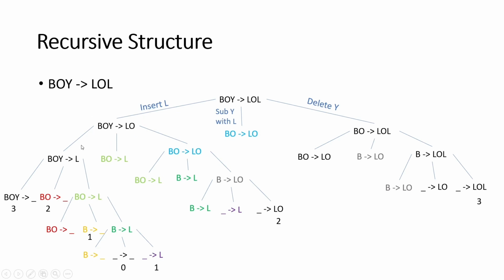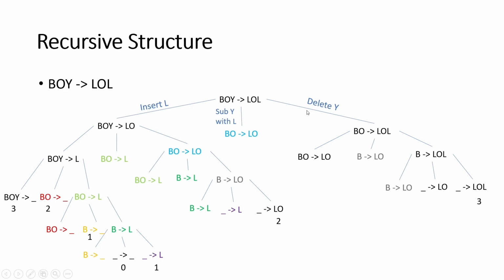The first way is insertion. So it's just BOY transforming into LO, and then you insert L at the end, so it becomes LOL. Let's say we know the minimum edit distance of this transformation, then the word boy into LL is just that minimum edit distance plus the cost of insertion, which is 1. So it's just the minimum edit distance of boy to lo, and then plus 1.